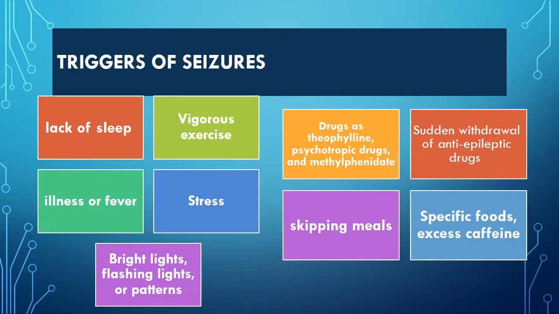Seizure could be precipitated or triggered by some factors that decrease the threshold for occurrence of seizure. For example, lack of sleep, vigorous exercise, illness, fever, stress, bright light or flashing of light, some medication, for example theophylline, sudden withdrawal of anti-epileptic drug, skipping of meals or specific food or excess caffeine. All these factors could be a precipitating factor for seizures in some children.